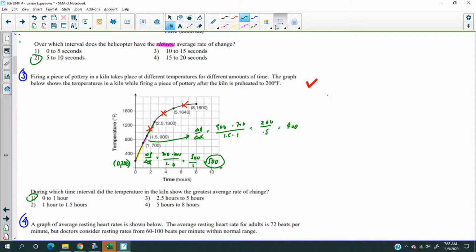Okay, so the way I looked at it was, let me just examine these two then. The yellow part, which is the math here, I did 700 minus 200 over 1 minus 0. So the rate of change there is 500. And then I looked at the little pink part here, and that's 900 minus 700 over 1.5 minus 1. And it turns out this was slightly faster. This is 500, that's 400. So that's why I picked the first choice. Okay? All right, let's see.